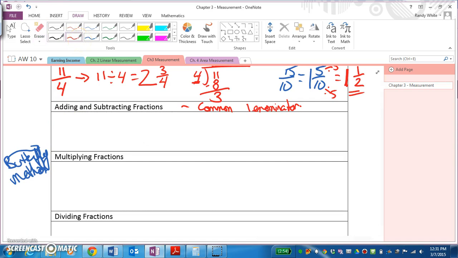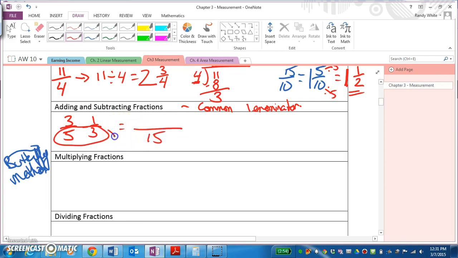Okay, let's say I have 3/5 minus 1/3. So, take those two together, it's 15. Multiply those two together. 3 times 3 is 9. I'm subtracting, so minus. I take those two. 1 times 5 is 5. 9 minus 5 is 4. 15ths.